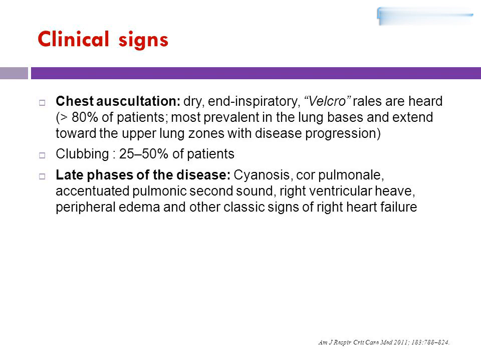Clinical signs. On chest auscultation, dry, inspiratory Velcro rales are heard in greater than 80% of patients, most prevalent in the lung bases and extending toward the upper lung zones with disease progression. Clubbing, 25 to 50% of patients. Late phases of the disease: cyanosis, cor pulmonale, accentuated pulmonic second sound, right ventricular heave, peripheral edema and other classic signs of right heart failure. Am J Respir Crit Care Med 2011, 183:788-824.